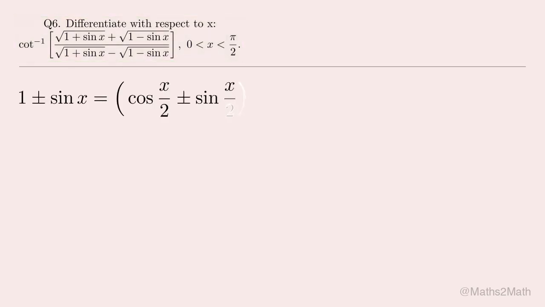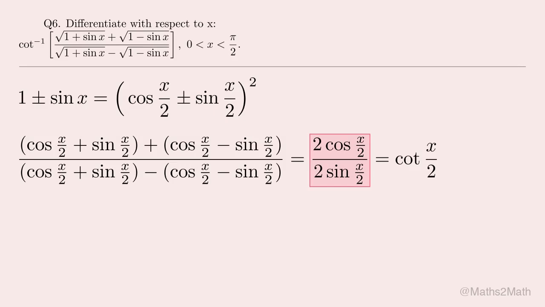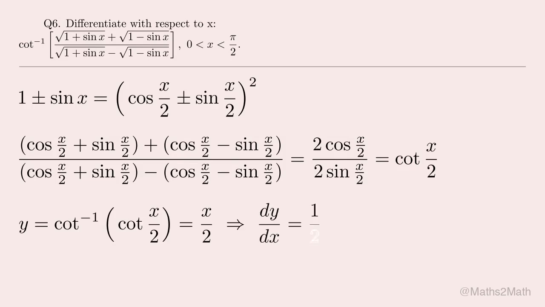Write 1 plus and minus sine x as perfect squares of cosine half x plus and minus sine half x. On this interval, both brackets are positive, so the roots drop. The ratio becomes 2 cosine half over 2 sine half, cotangent of half x. Inverse cotangent of cotangent gives half x, whose derivative is 1 half.